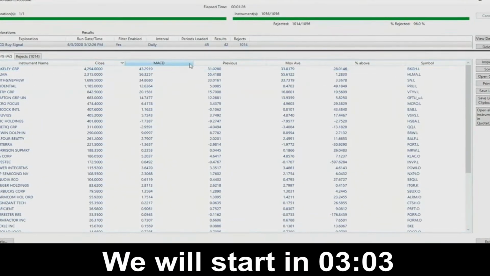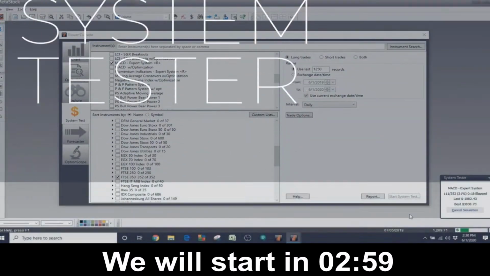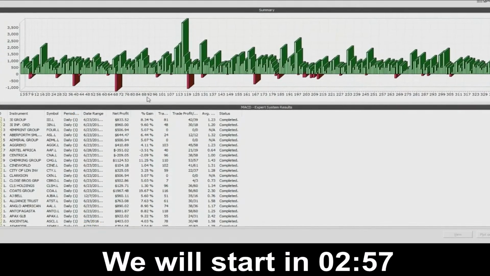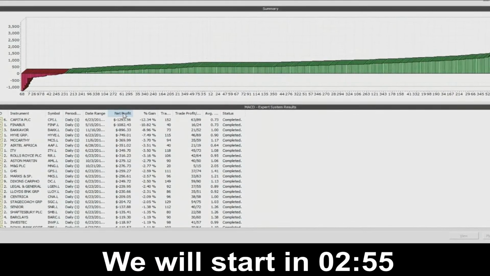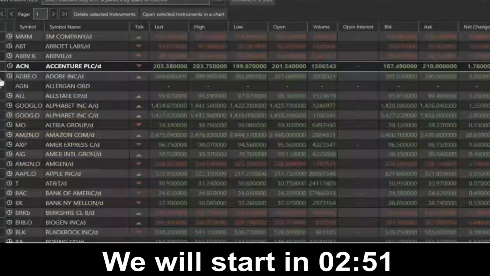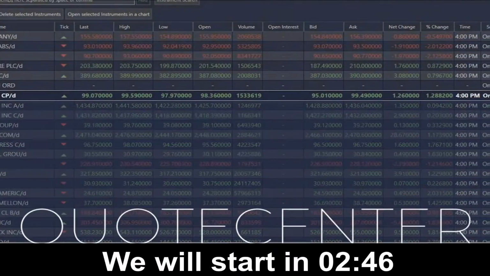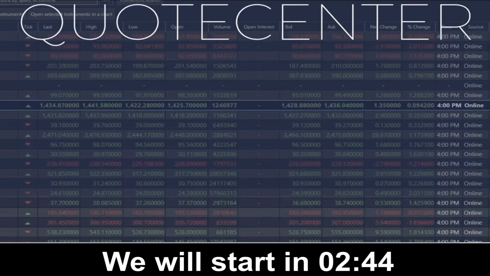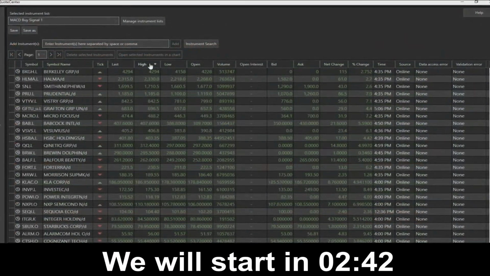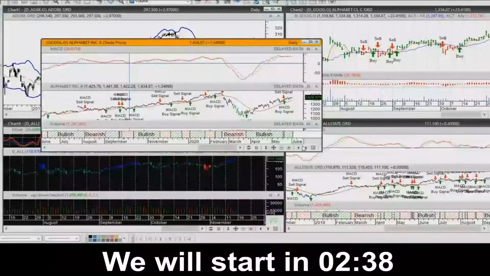based on your criteria. The MetaStock System Tester lets you test most strategies through a process called backtesting, which allows you to see how your strategy would have performed over time. You can easily manage and monitor the securities you are interested in with Quote Center. Quote Center lets you sort on a variety of criteria to view the data that's important to you. Then just double-click on a security if you want to see its chart.